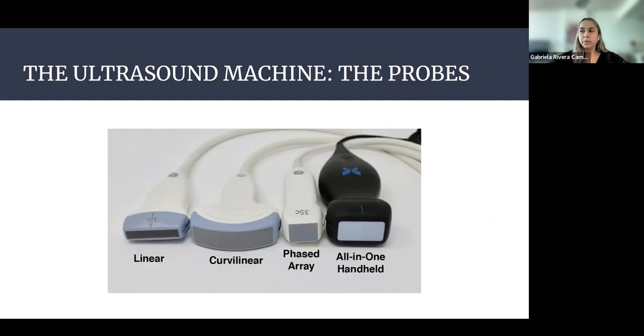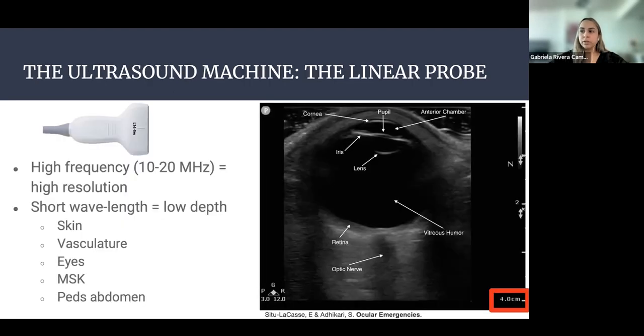So in order to produce an adequate image, we need to select the appropriate probe. Each probe has different properties. We're going to first start with a linear probe, which produces a high frequency sound wave, which means it can travel for short distances. This makes it a high resolution probe that is good for superficial structures such as the skin, the vasculature, eyes, musculoskeletal, and pediatric abdomen. The image on the right is an eye. The depth is set at 4 centimeters, so it is superficial.